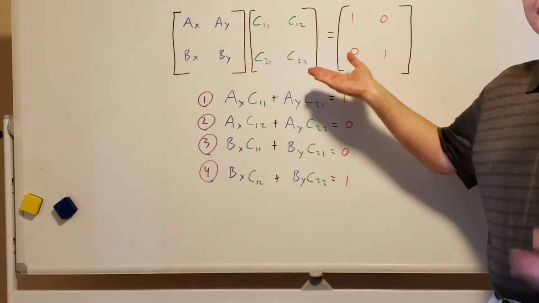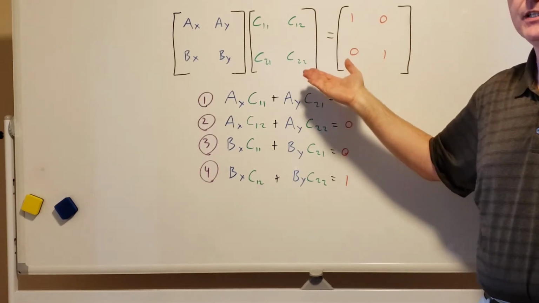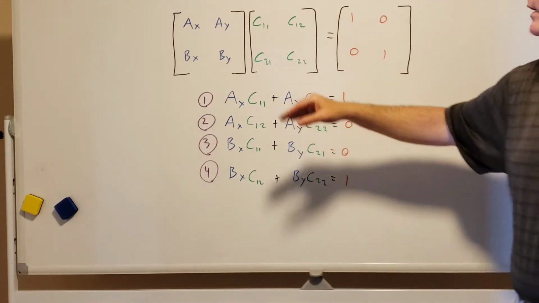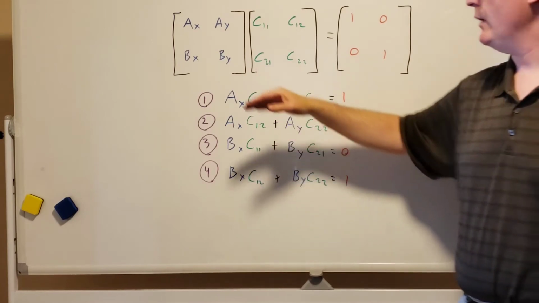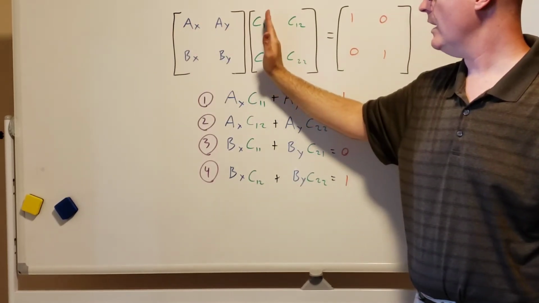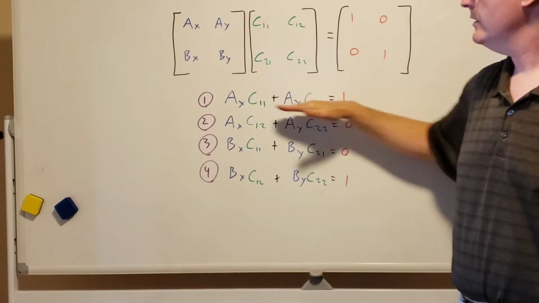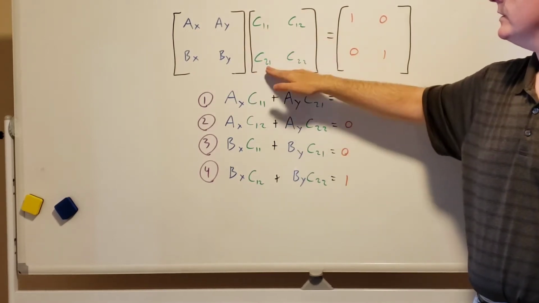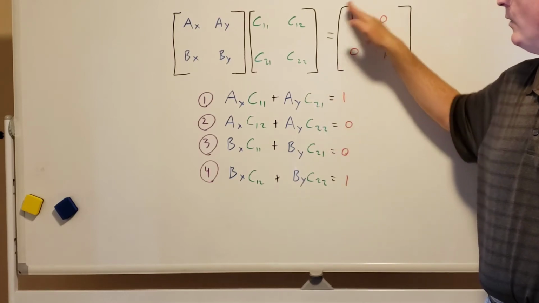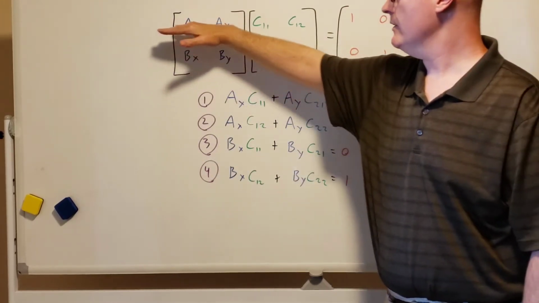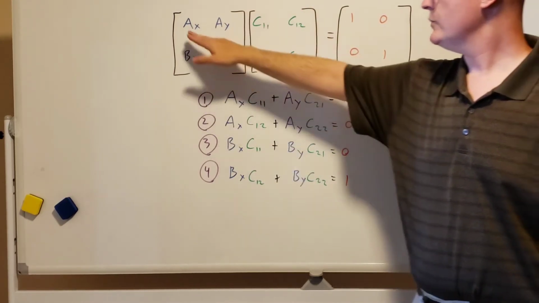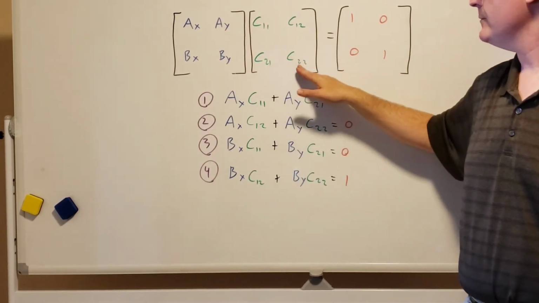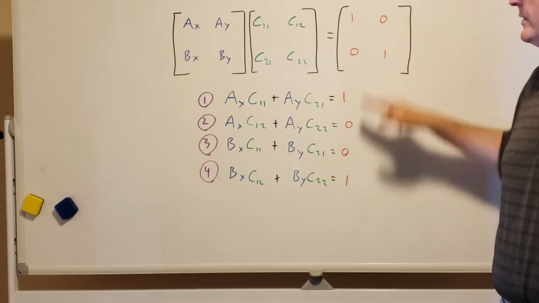All right, so I've replaced the inverse matrix with a new matrix, a C matrix. We are going to now solve for each element in this new C matrix. We're going to do that using our multiplication rule. So I will take the dot product of this row and this column, as we have here. So AX times C11 plus AY times C21 is equal to 1. Take the dot product of this row and this column. So AX times C12 plus AY times C22 is equal to 0.